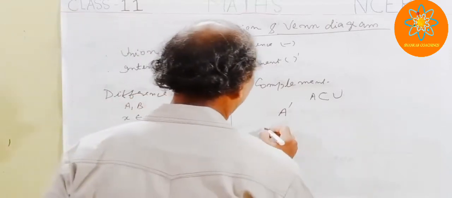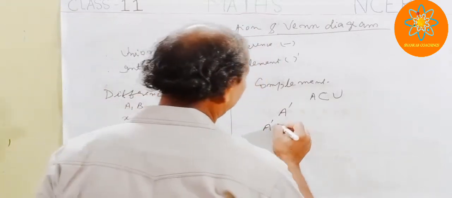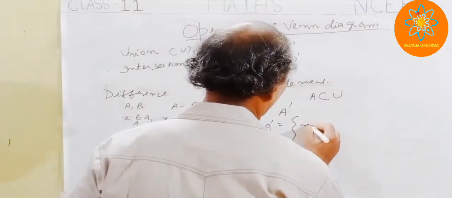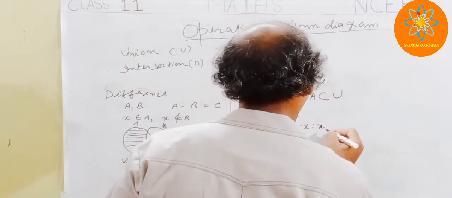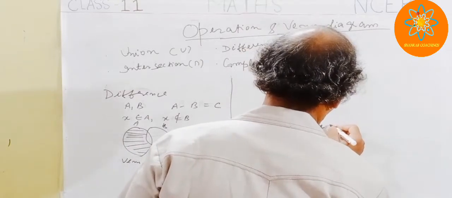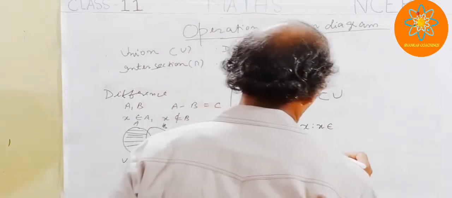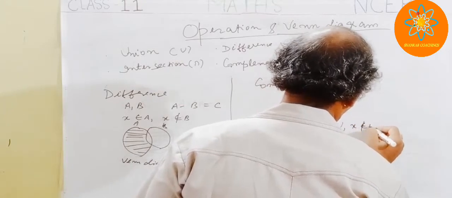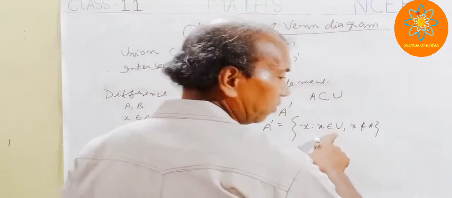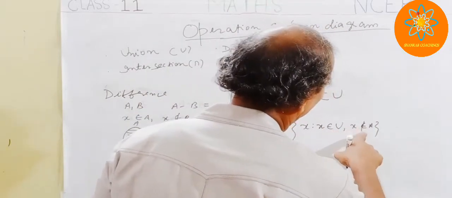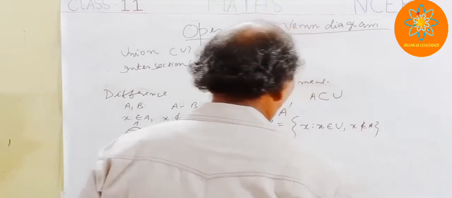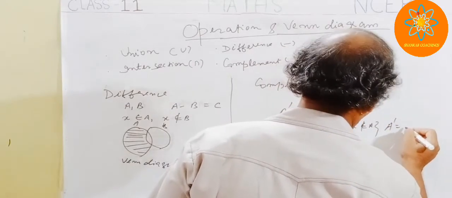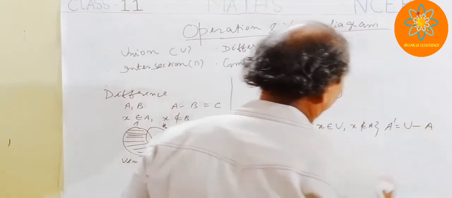So I can write the complement of A in two ways. First, I can write it in the set builder form: the set of X, where X is a member of U, but X is not a member of A. Or I can write it this way also: A complement is U minus A.